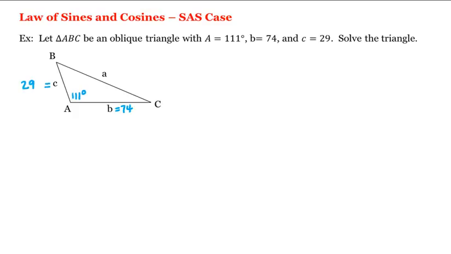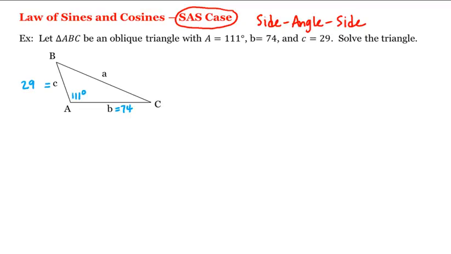And therefore, we're in what's called the SAS case, which stands for side, angle, side. That is, we're given two sides and the angle between them. And when we're in this case, we can use the law of cosines to help us.